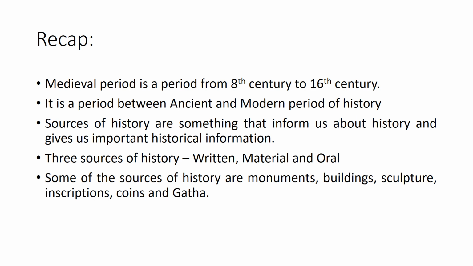Now, historians have divided these sources into 3. There are 3 sources. One is written, second is material, and third is oral. There are some examples also: monuments, buildings, sculptures, inscriptions, coins, and gatha. Right? So all of these are sources of history. We'll move forward now.